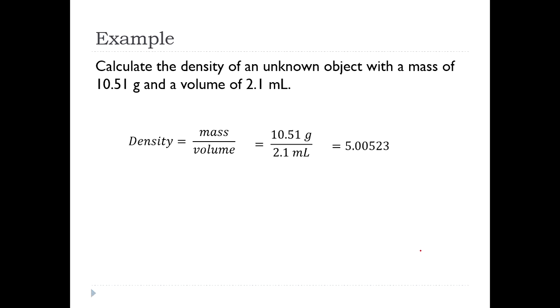So if we divide, what are we looking at? Well, we need to count significant digits. So on top we have 4, on the bottom we have 2. So where does our answer stop? If you said 2 significant digits, you are correct. So where are the 2? Left to right, 1, 2. So our final answer is 5.0 grams per milliliter.